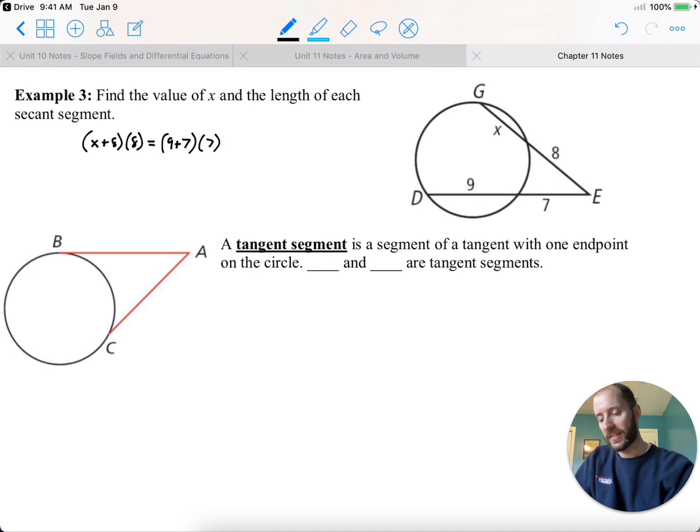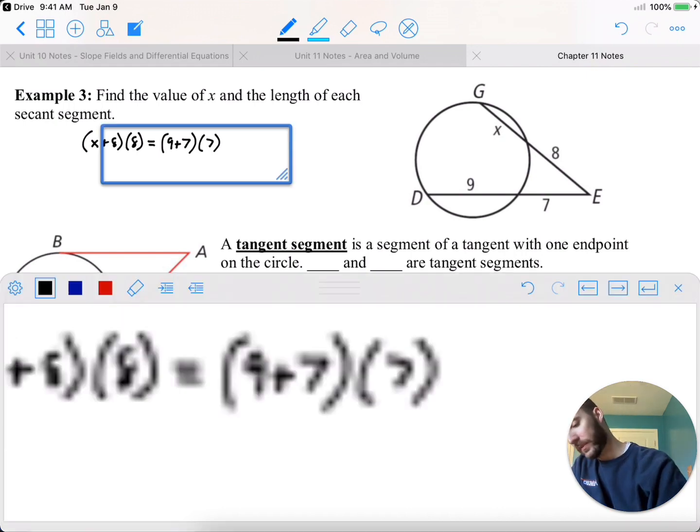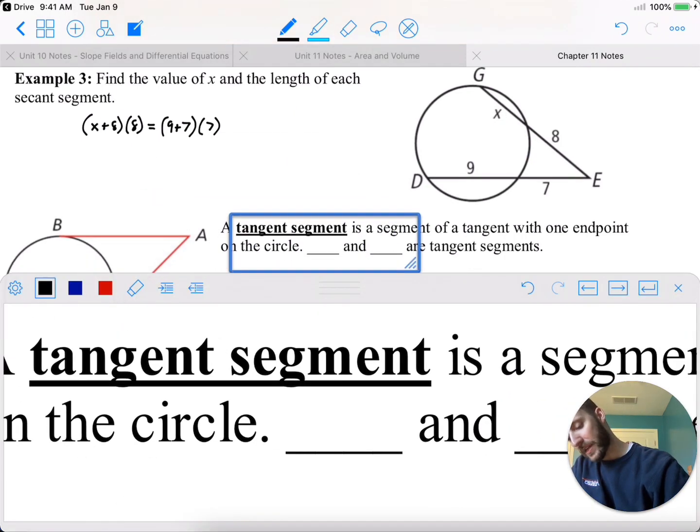A tangent segment is the segment of a tangent with one endpoint on the circle. So for example, AB.